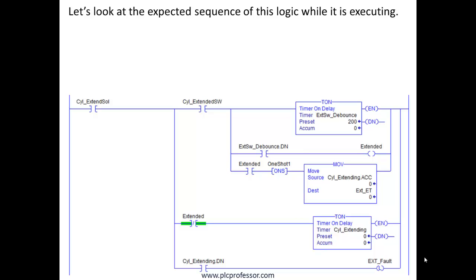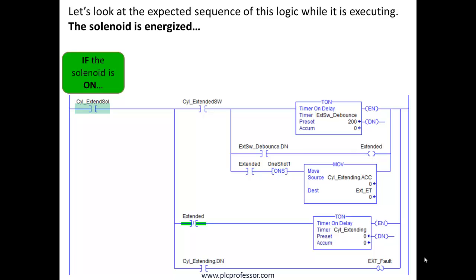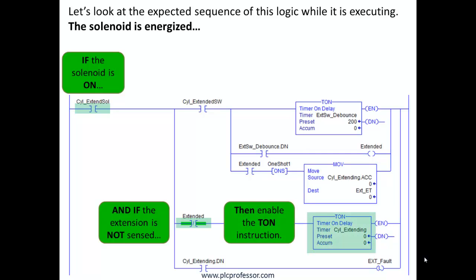Let's look at the expected sequence of this logic while it is executing. This logic is dormant until the solenoid is energized. If the solenoid has been energized, and if the extended sensor has not been energized yet, then we enable a timer with the not extended to accumulate increments of time in thousandths of a second.